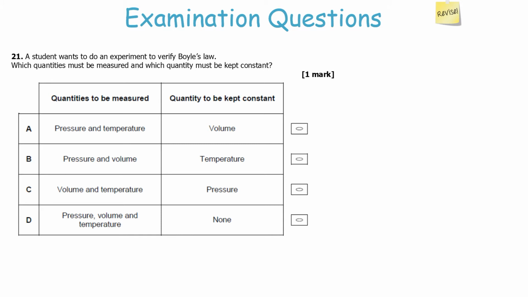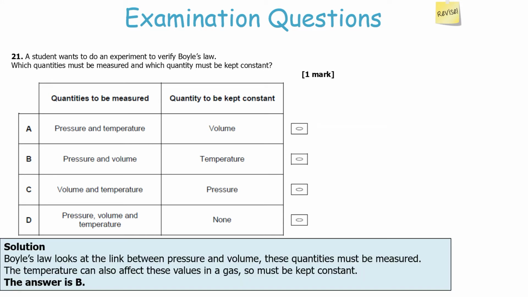So it's very important, for your ideal gases and your different laws, to know what you've got to keep constant and what you've got to change if you want to verify these laws. Now, Boyle's law is the link between pressure and volume. So this means you're going to have to measure both the pressure and the volume.